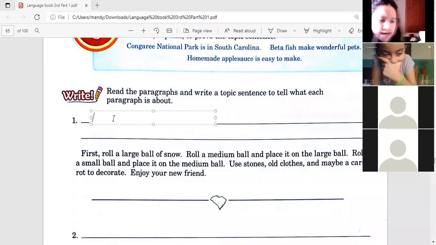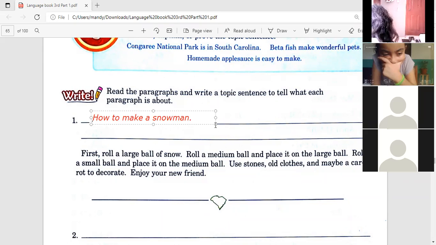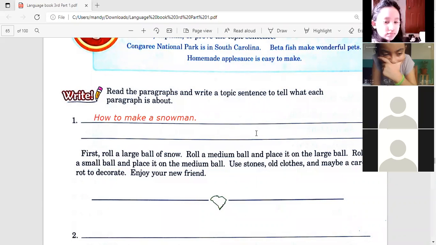How to make a snowman. Exactly, okay. How to make a snowman. Yes, okay, this one is the topic. How to make a snowman. ¿Cómo hacer un muñeco de nieve?